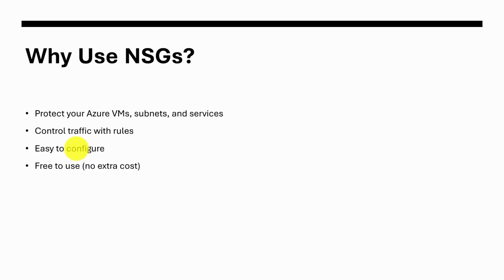Now, why do you want to use NSGs? The main reason for using NSGs is to protect your virtual machines from unauthorized or unwanted access. You can control traffic using granular conditions. It is very easy to configure. We will find out how to create an NSG and assign it to a subnet and then allow RDP using our demo towards the end of this tutorial, so stick around for the demo. And it's free to use, so you don't have to pay extra for using NSG rules.